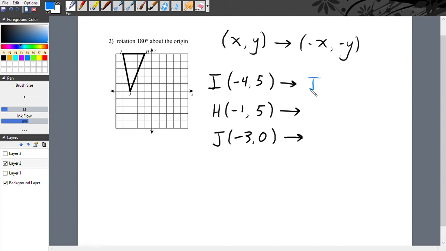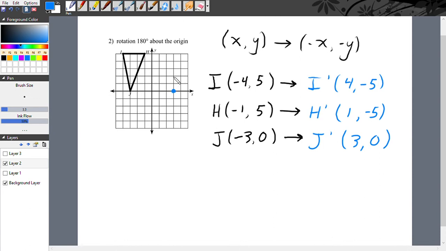Now applying my rule to get all of my prime points here, I don't have to worry about flipping any of my x's and y's like I did before, so that's going to make this really easy. All I have to do is flip my signs. So -4 becomes +4, +5 becomes -5. -1 becomes +1, -5, and J prime will be +3, and -0 is just 0. We don't flip our sign when it's 0. And there's my 3 new points.